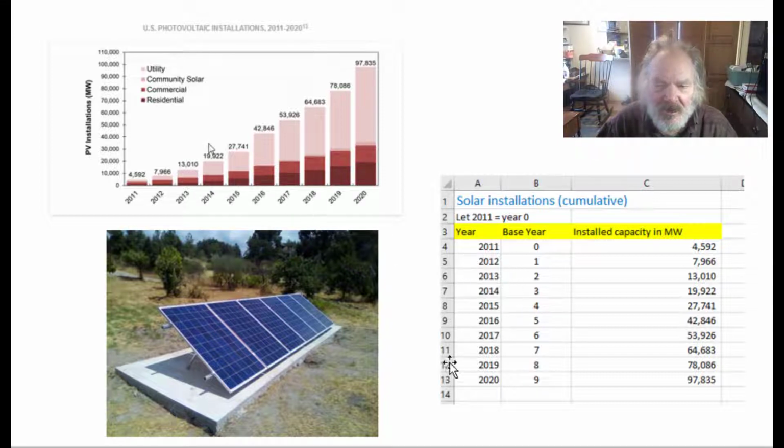So I think this makes sense here, at least to start. This would be the base year starting in 2011. Call that year zero, and that's how many megawatts of installed power there were.